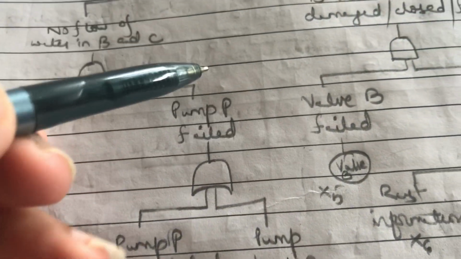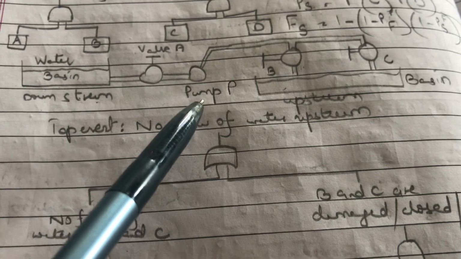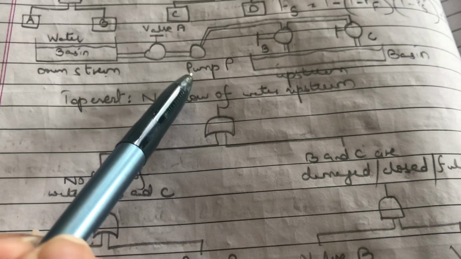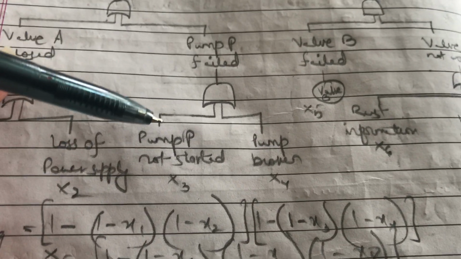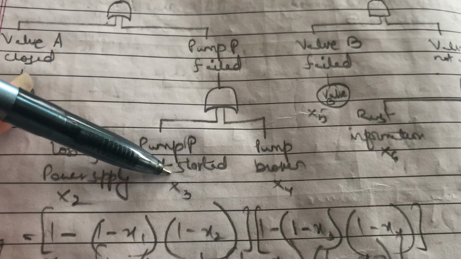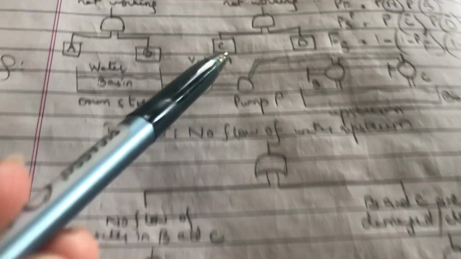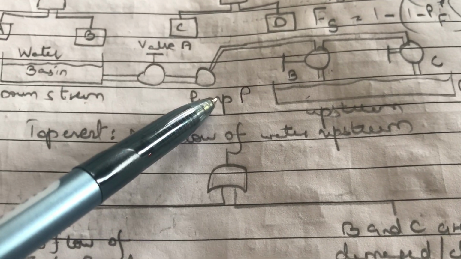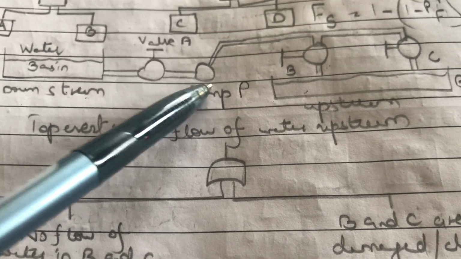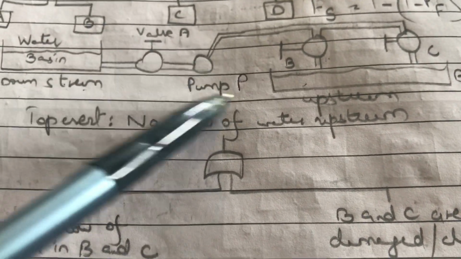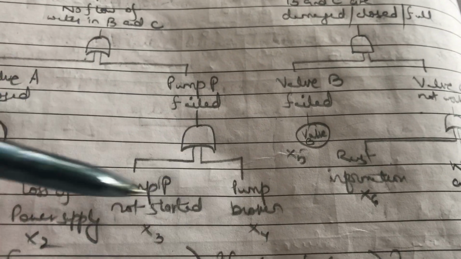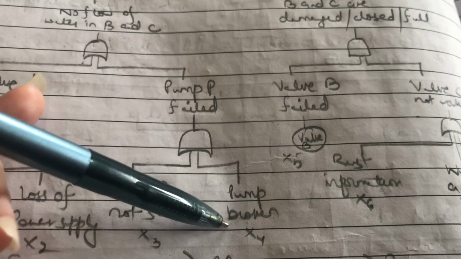Okay, and what is the possibility of pump P failed? We also said that pump P is failed. So what is the possibility of it failing? Either it is not started, we haven't started our pump, or it is damaged or broken. So that's why it's not working, it is failed. So we also say the possibilities: pump P not started and pump broken.